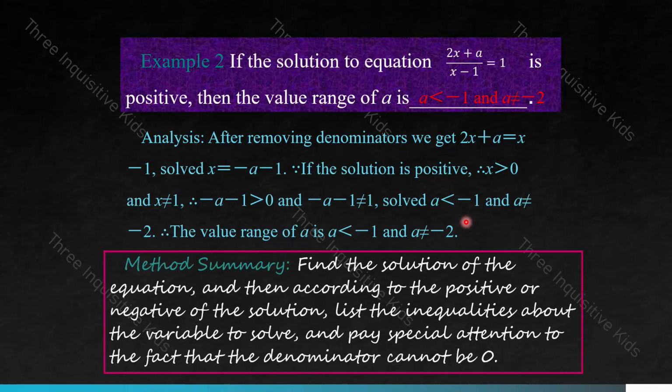Here is our method summary. Find the solution of the equation and then, according to the positive or negative of the solution, list the inequalities about the variable to solve. And then pay special attention to the fact that the denominator cannot equal 0.